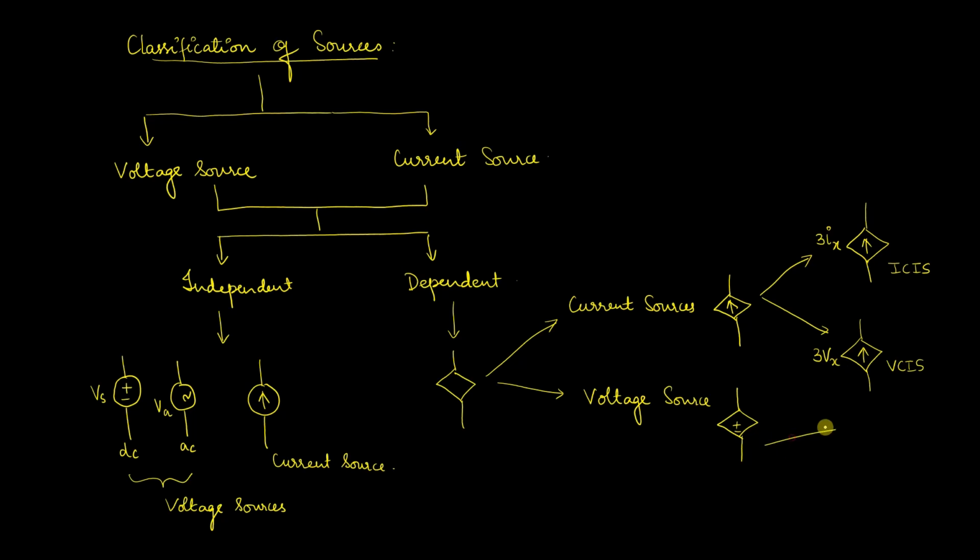Again, in voltage sources we can have classification such as current controlled voltage source and voltage controlled voltage source. Current controlled means it is dependent on some value of current, but it is a voltage source. So it is say 3 times Ix, in a similar manner to the previous, dependent on some value of current. And voltage controlled voltage source means it is dependent on some value of voltage.